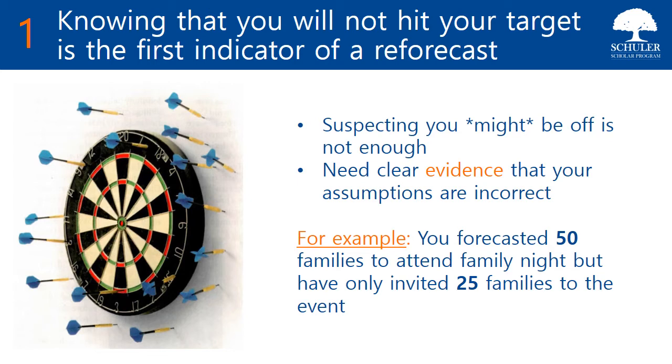but when you're generating invitations, you discover that you only have 25 families that qualify, well, you're pretty likely to miss your forecast of 50, right? Because you're well short of that in terms of invitations. That would definitely qualify as sort of clear evidence that you're going to miss your target.